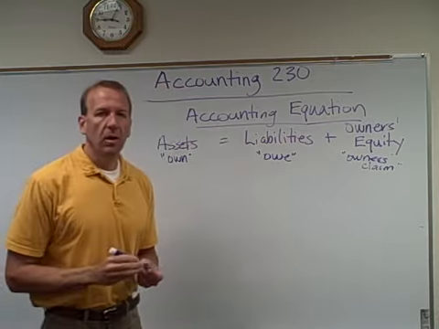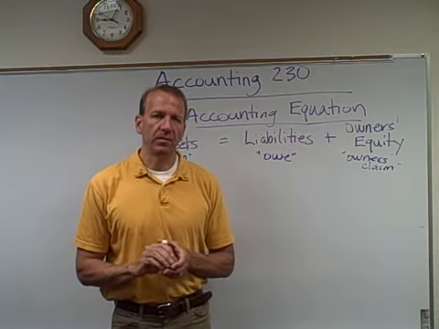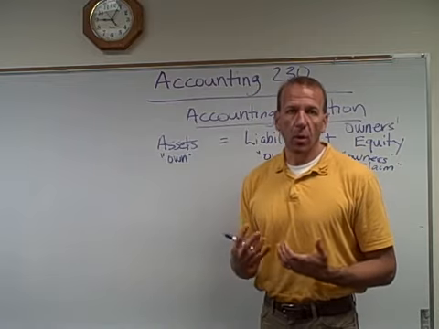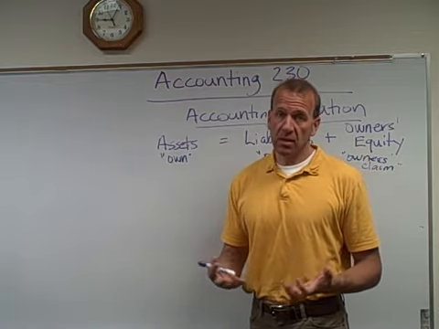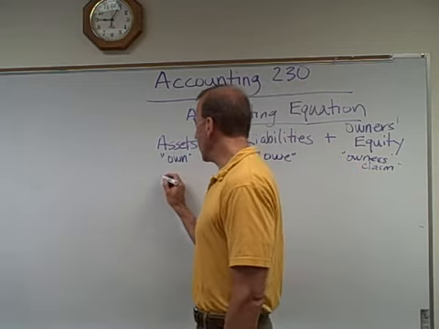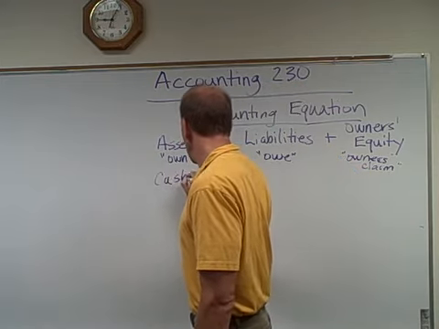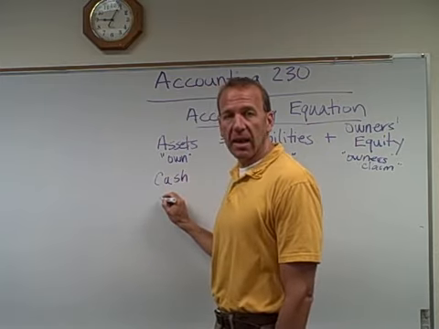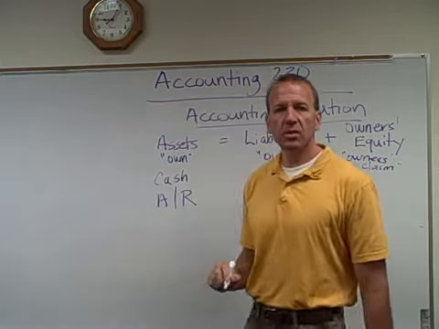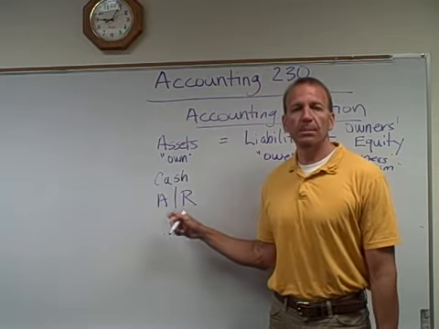All right, so let's just go over some examples of each category here. Assets are things that we own. Okay, now we're talking about corporations here, businesses. So things that the businesses own, the most common would be their cash. I'm going to abbreviate here, but accounts receivable. Accounts receivable. These are like IOUs, when people owe us money.